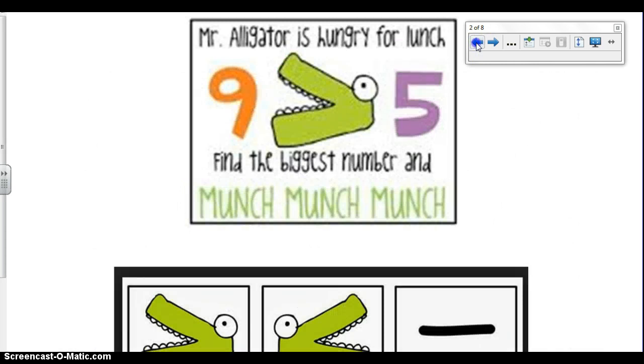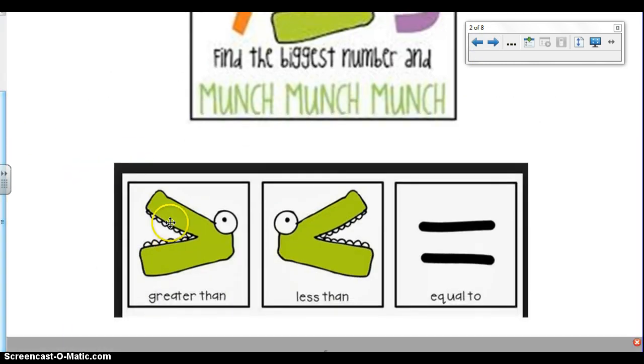So remember, when Mr. Alligator is looking at the very first number, we say greater than. When Mr. Alligator is looking away from the first number, he's looking at the second number, we say less than. Or if the numbers are the same, we say equal to.